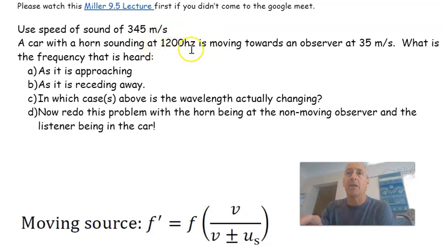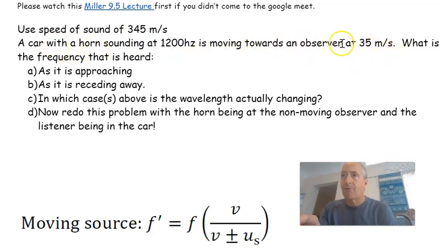The sound that it's emitting, that would be heard if nobody was moving, if the car wasn't moving and you weren't moving and everybody was just standing still, you'd hear 1200 hertz. So you're not going to hear that because people are going to be moving. So let's see who's moving. So the car is moving towards a stationary observer, and the car is moving at 35 meters per second.